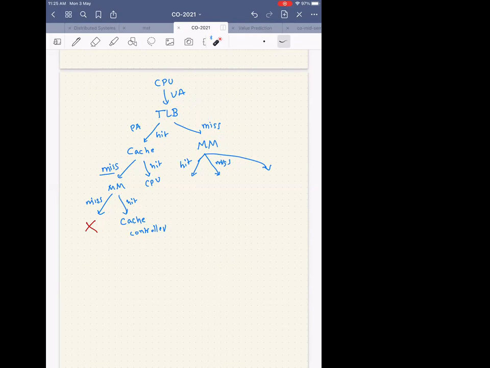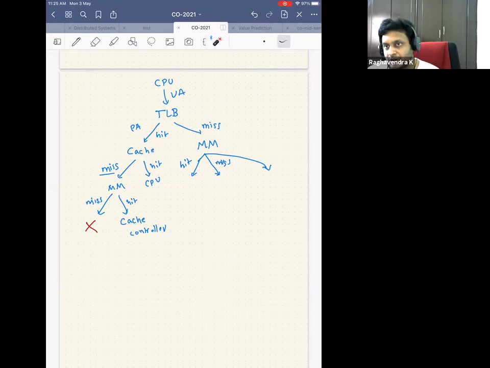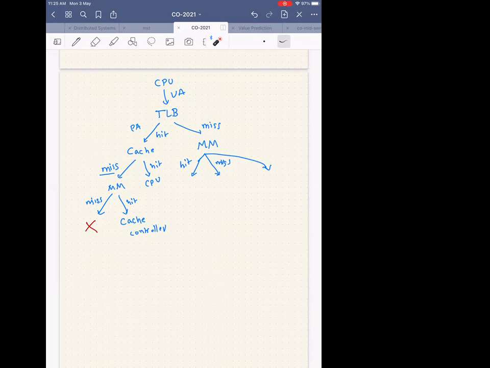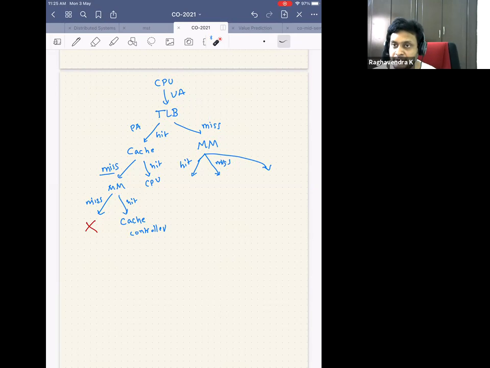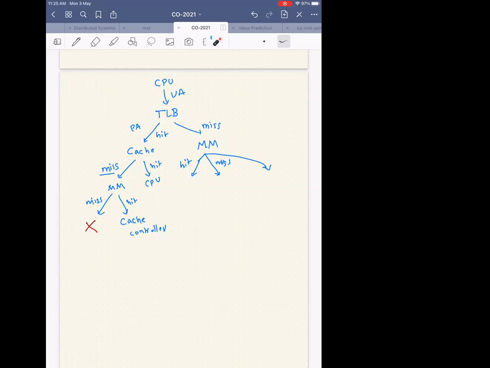Any other answer? It can be in the cache or need not be in the cache, right? We don't know. Okay. Does it imply that it is always in the main memory? I'm asking about this particular tree. So we are hitting in main memory, right? So it will be in main memory.